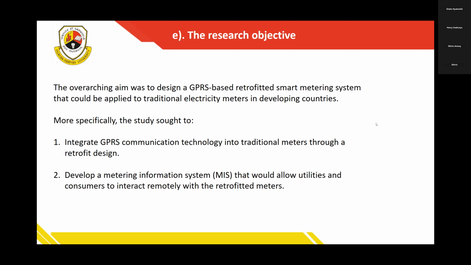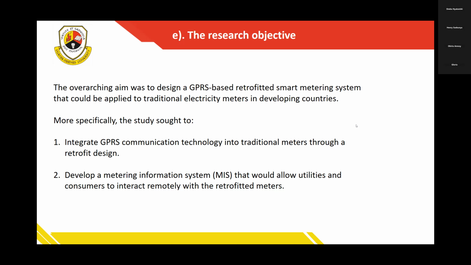So the objective was also to come up with a metering information system. As we know, a metering information system means it is going to process data and information. How will the information come into the metering system? According to the research, these local meters are going to have added features of communicating using GSM and GPRS.